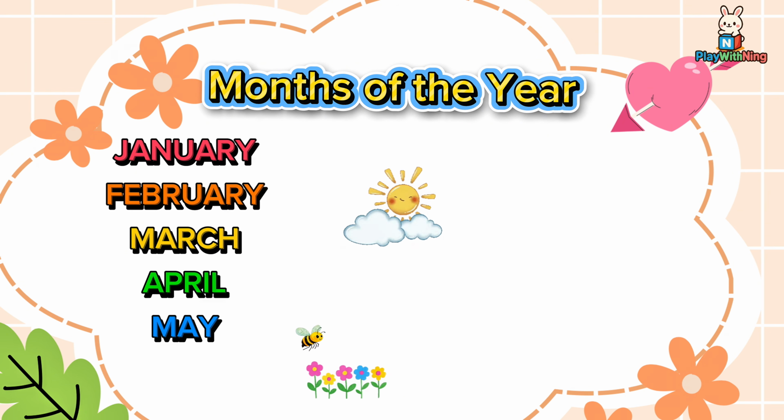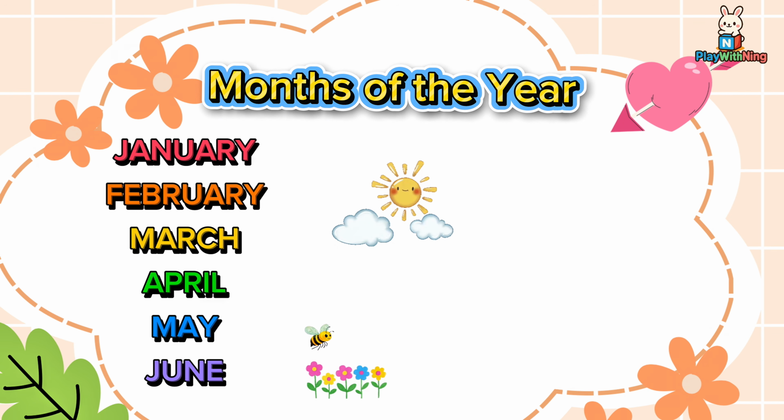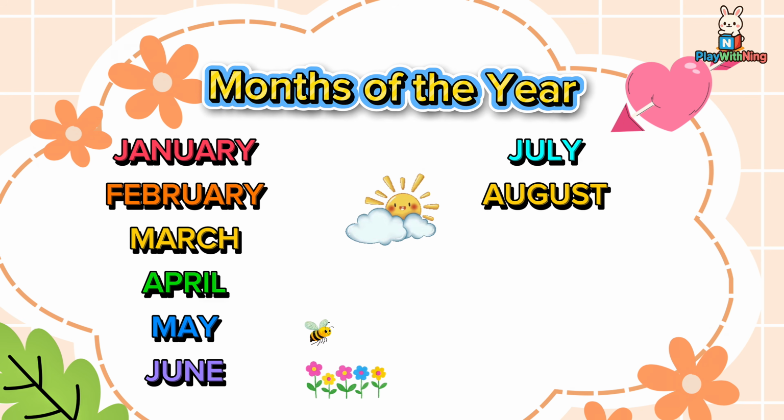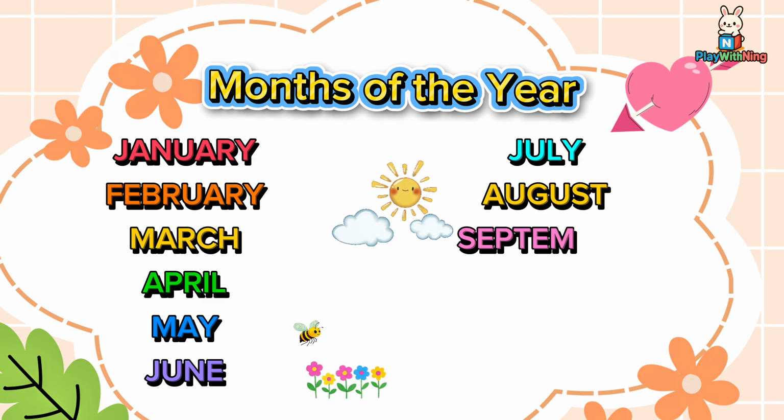M A Y, May. J U N E, June. J U L Y, July. A U G U S T, August. S E P T E M B E R, September.